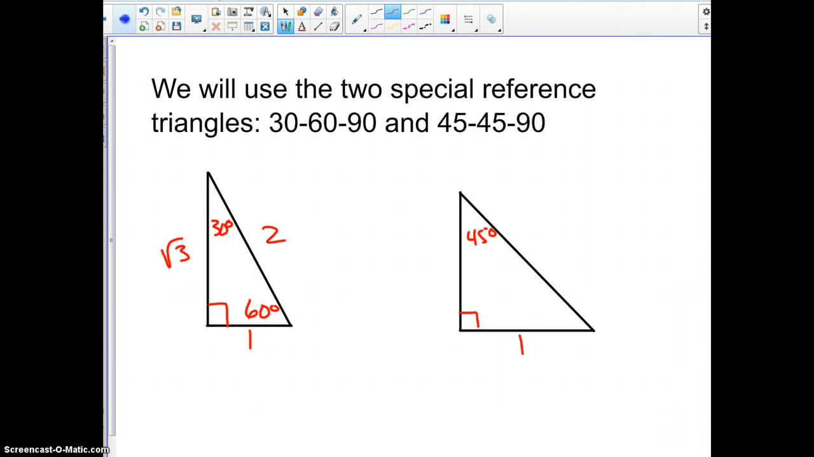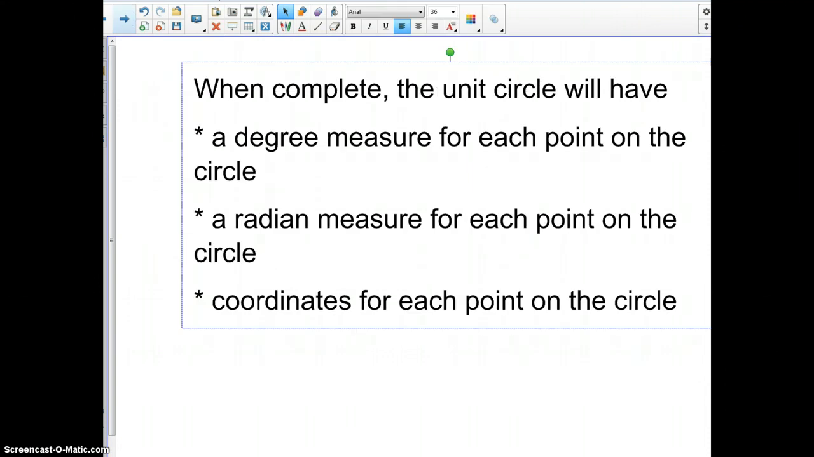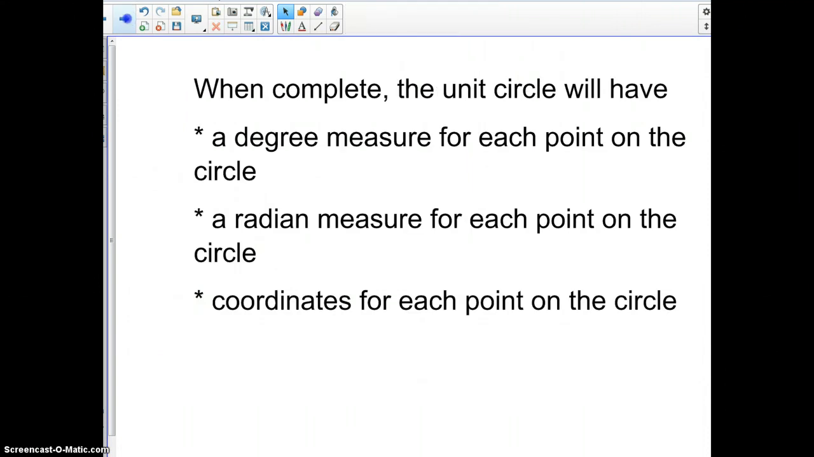In your 45, 45, 90, each one of the legs is 1, and the hypotenuse in this case would be the square root of 2. So we're going to be using those two triangles as well. If you have those handy, you'll be using those in a little while. All right, so to start with, when we create a unit circle, it is a circle with a radius of 1.